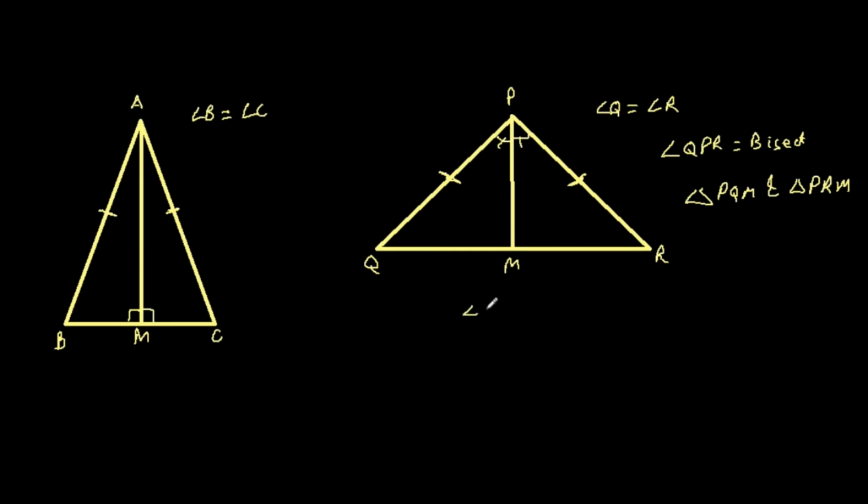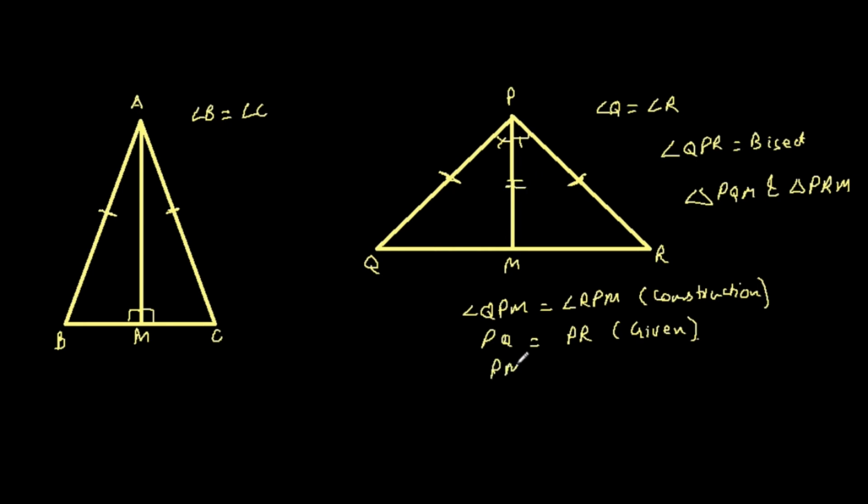We have that angle QPM is equal to angle RPM. We don't know the measure of that angle, but we know by construction that those two are going to be equal because the line PM was an angle bisector of the angle P. We also know that PQ is equal to PR because that's been given to us that these two sides are equal. And we have PM in both the triangles, which is a common side. So we can say that PM is equal to PM, which is a common side.